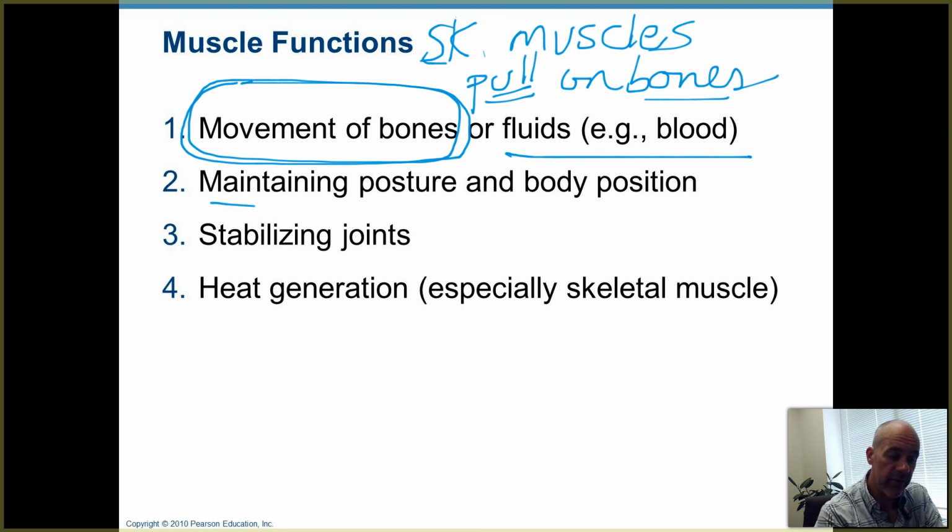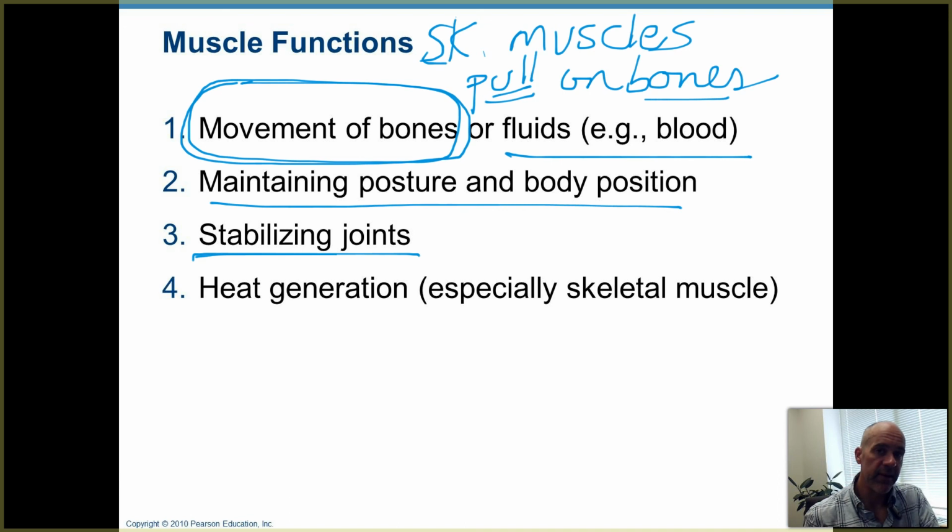Maintaining posture and body position, like I just talked about. So you do have skeletal muscles contracting even when you're not moving. Otherwise you would just fall down to the ground like a big ball of jelly. Stabilizing your joints, keeping your joints in proper positions. And that's somewhat related to posture and body position as well. So again, we've got all these voluntary skeletal muscles, but very often they're contracting without us thinking about it as well. Heat generation. We've heard a little bit about this before.